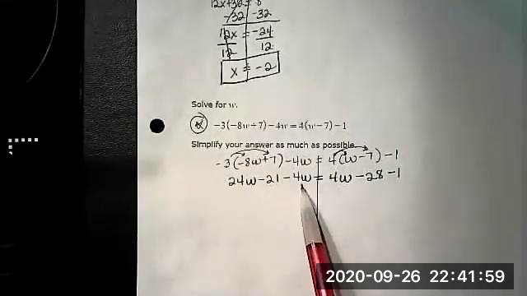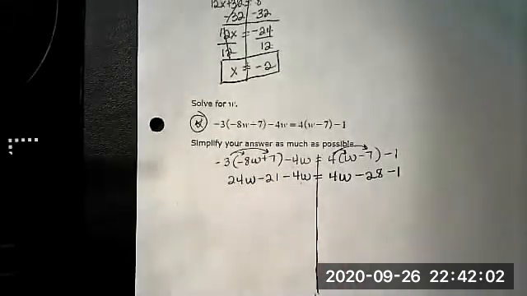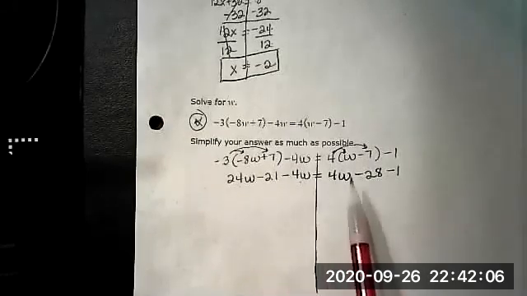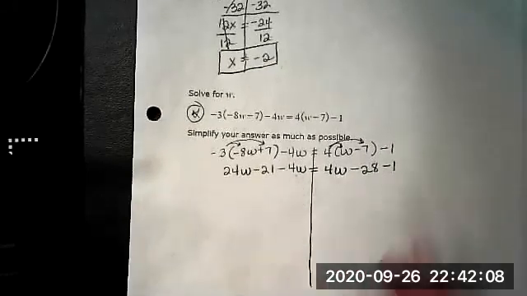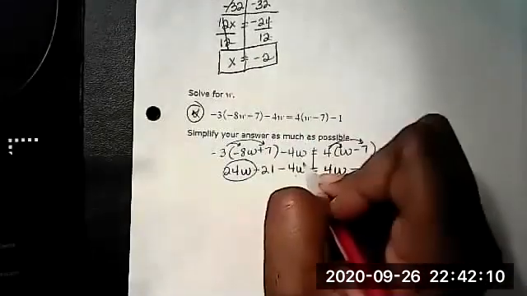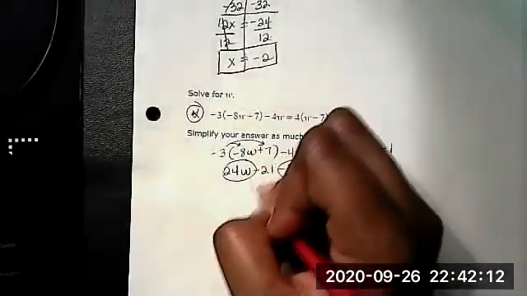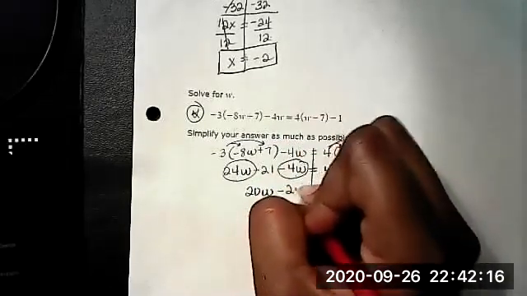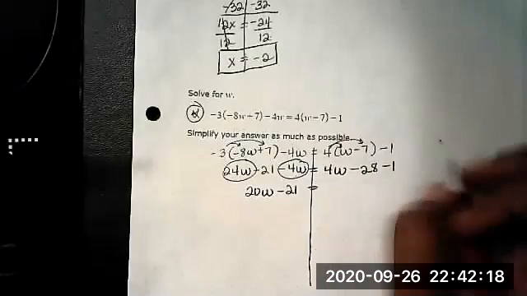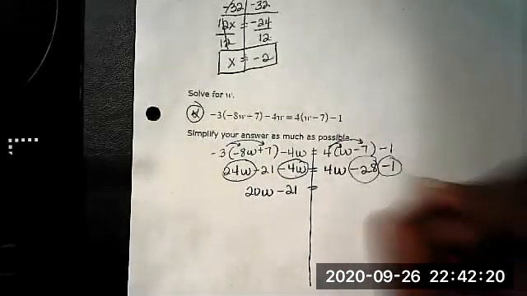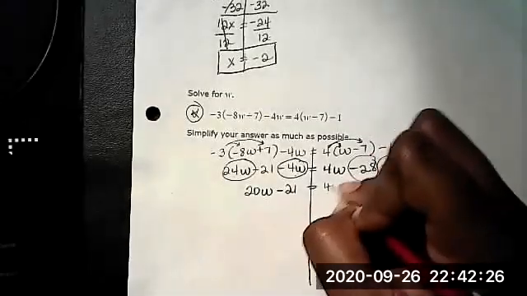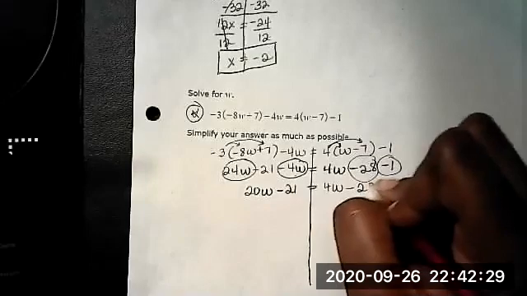What do you think is going to happen here? They're on the same side of the equal sign. Combine like terms on that side. You can't go over here. Got to stay over here. So we have 24W minus 4W. That becomes 20W. I'm bringing negative 21 down. And then look over here. These are like terms, right? Because they're just regular numbers. So they're like terms. So this will be 4W minus 29.